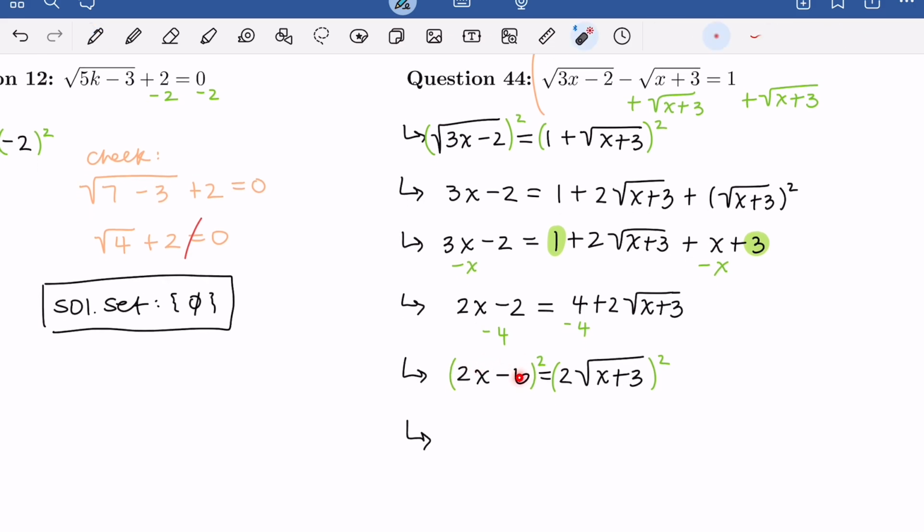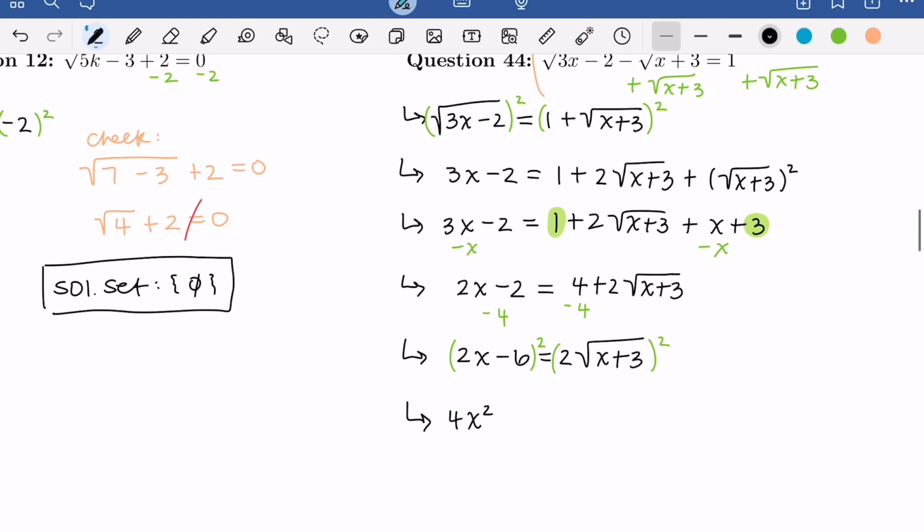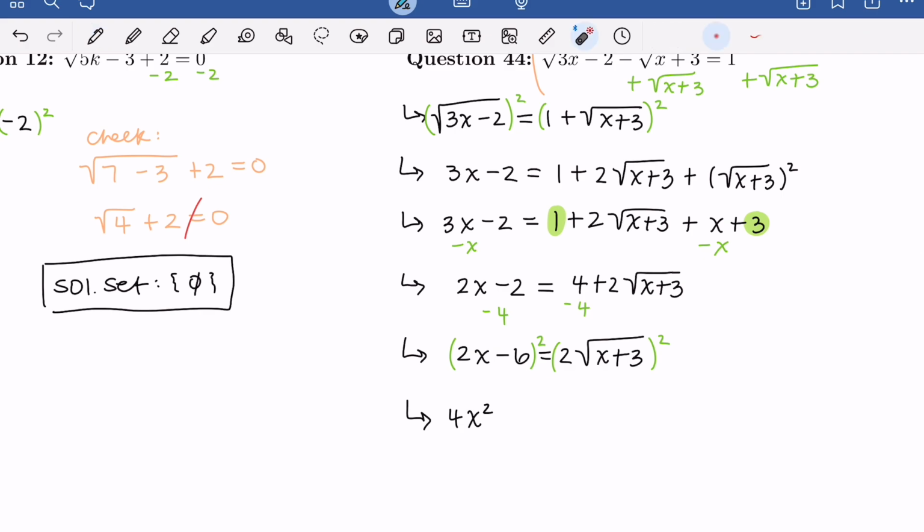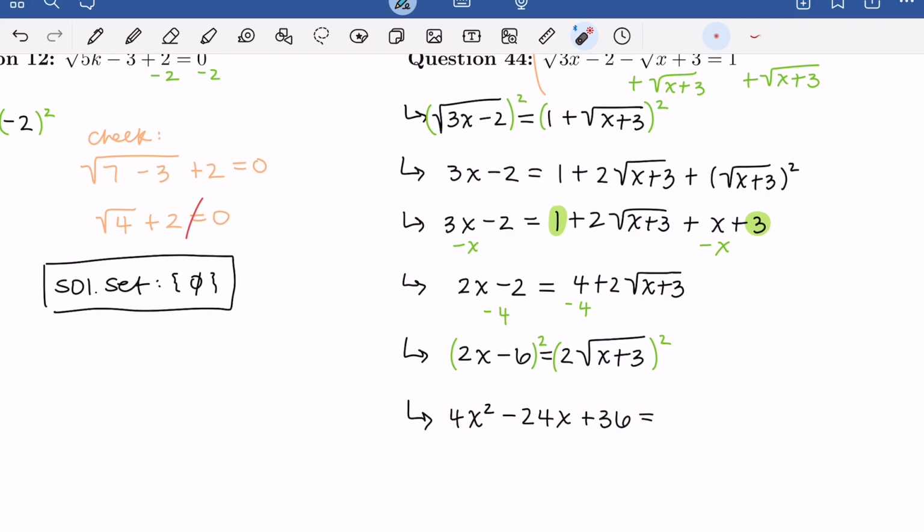Doing that, we're going to want to FOIL this. We're going to have 2x minus 6 times 2x minus 6. So this will give us 4x squared for our first term. Then our second term is going to be minus 12x. And then our third term is also going to be minus 12x, so this will be minus 24x. And then our last term is going to be minus 6 times minus 6, so that'll give us plus 36. So we just get this whole thing by FOILing, because it'll be 2x minus 6 times 2x minus 6.